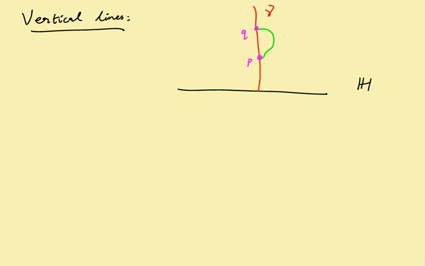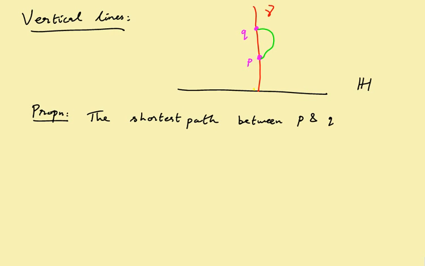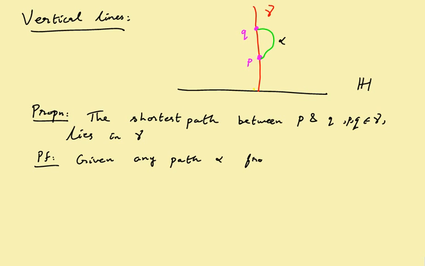Okay, so here's the proposition. The shortest path between P and Q lies in gamma. And the proof is actually very simple. The proof is that given any path, let me call this alpha, from P to Q, projecting onto the line, onto gamma, shortens it. Now by shortens it, I mean in the weak sense, that is, if it was already on the line, it does not actually shorten it, strictly speaking, it keeps it the same length. Okay, so let's project it this way.